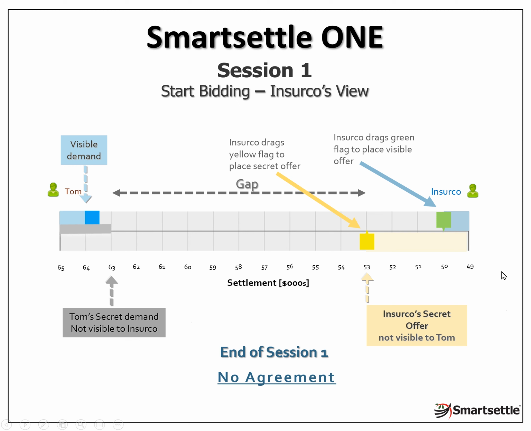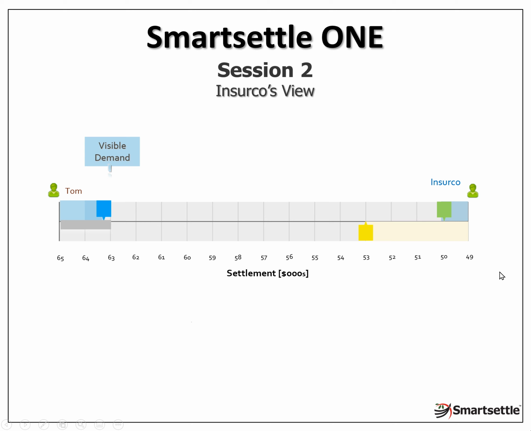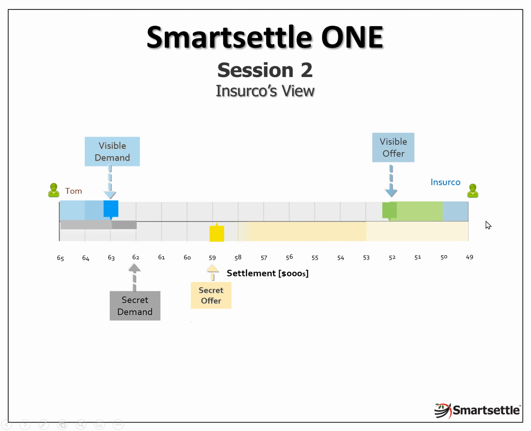But here there's a gap of $10,000. There's no agreement. They then move into the second session, and there is now some movement. You can see the visual offer has been increased to 52,000. More importantly, a secret offer has been put forward to 59,000. The secret offer of Tom has gone down again, but only to 62. So there's a $3,000 gap.